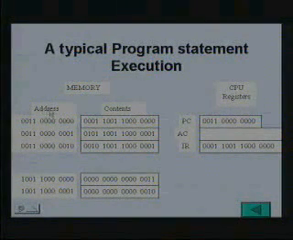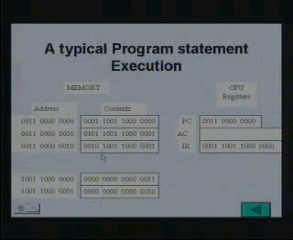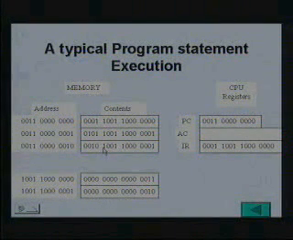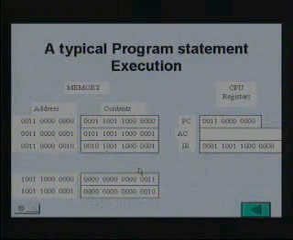Now you can see this particular component is the address, and this address is unique for all the locations given over here. This particular portion of the memory is storing an instruction, whereas this portion of the memory is being used for storing the data. Now look into the address component.